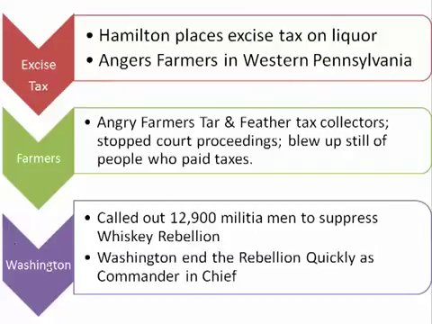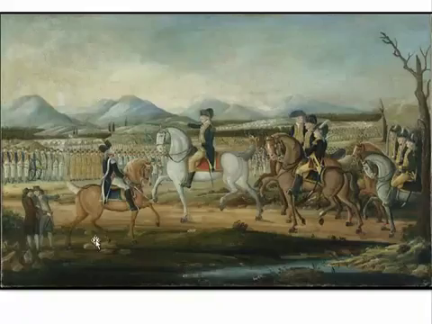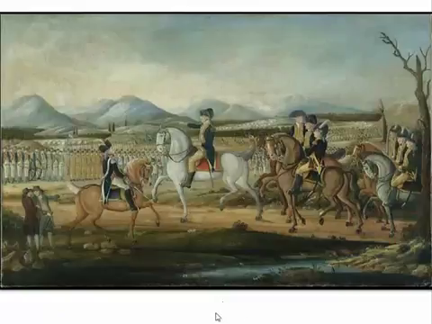And then George Washington's going to respond. He's going to call out 12,900 militiamen to suppress the Whiskey Rebellion, to put it down. And he's successful. He rides out on the horse with the militiamen, and they end the Whiskey Rebellion quite quickly. And it shows his role as commander-in-chief, a strong executive. He's able to take force against rebellion. And here's a portrait of George Washington leading his troops in the Whiskey Rebellion out in western Pennsylvania near Pittsburgh.